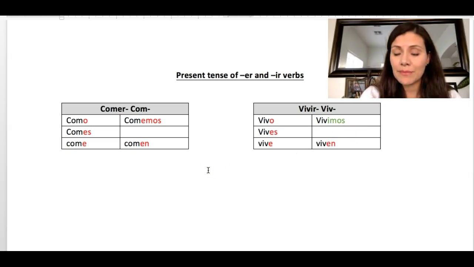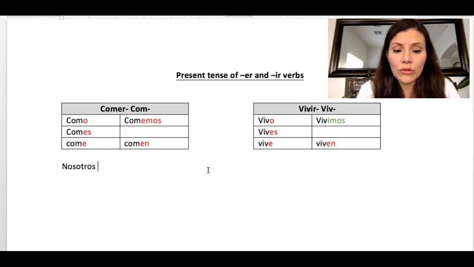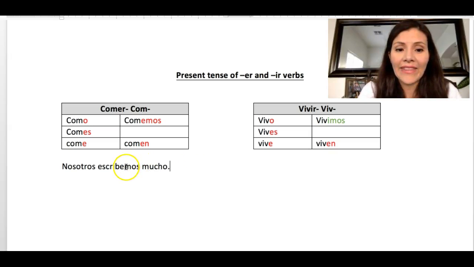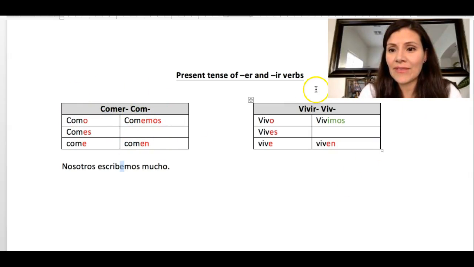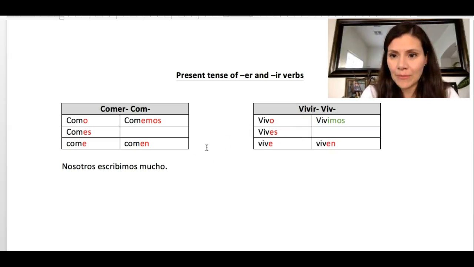A very common mistake would be for students to say, nosotros escribemos mucho. And they keep that E there because they're remembering that all ERs and IRs have the same endings. But if you remember that the IR ending verbs keep their I, then you will correctly conjugate it as escribimos mucho. I hope this helps you as you're figuring out and becoming more comfortable with your ER and IR ending verbs.